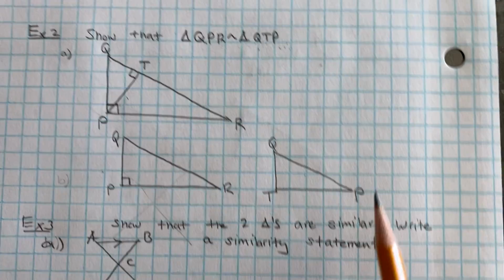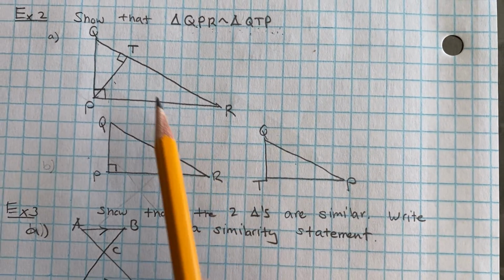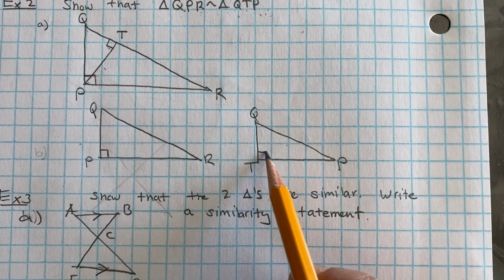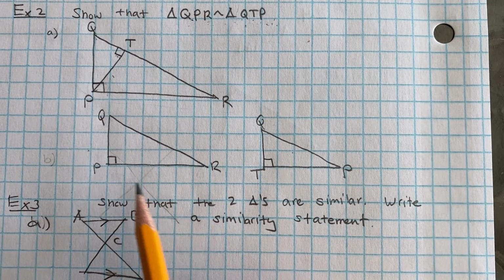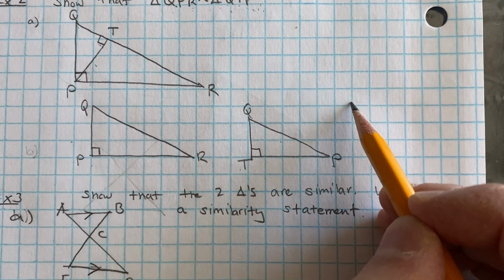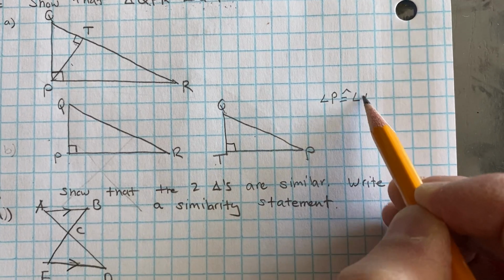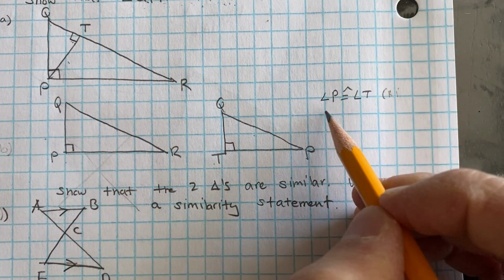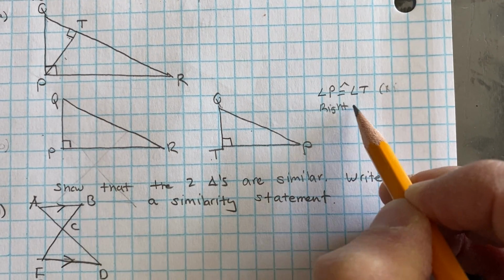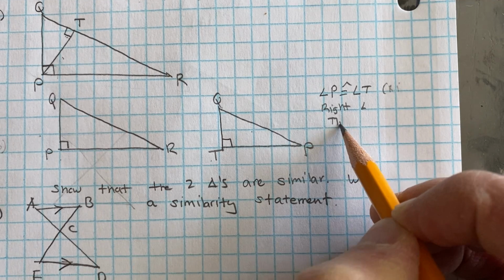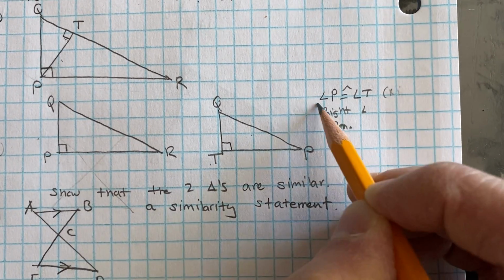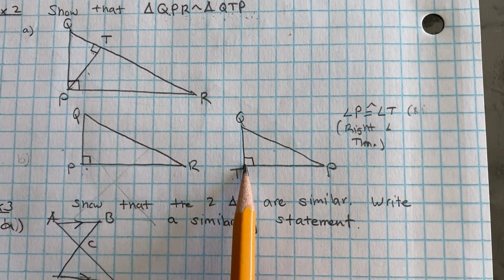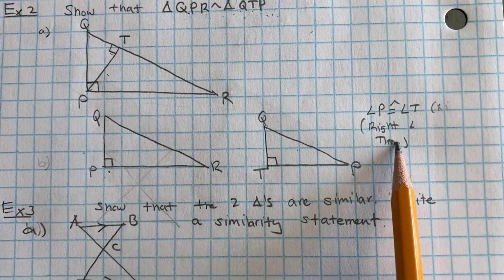Okay, so how do I show that they are similar? Well, notice angle T right here, right? In the diagram is given to you as a right angle, so you can mark that in your diagram. And so you can say, hey, look, angle P and angle T are congruent. You could say this is the right angle theorem. And if you don't remember what that theorem states, basically it states that all right angles are congruent. Okay, so angle P is congruent to angle T by the right angle theorem. All right angles are congruent.